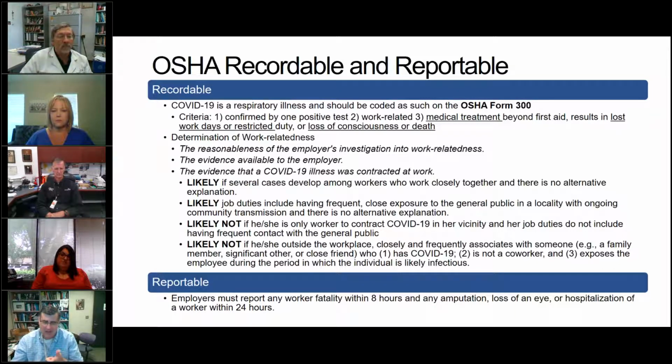24 hours. And so if you do have a worker that comes down and tests positive for COVID, and it does result in their hospitalization, and it is work related, then yes, you do have to notify OSHA within 24 hours of their hospitalization. So again, I recommend that you look at that preceding link that I provided on OSHA guidance on recordables and reportables, and that will provide you some guidance on this issue.